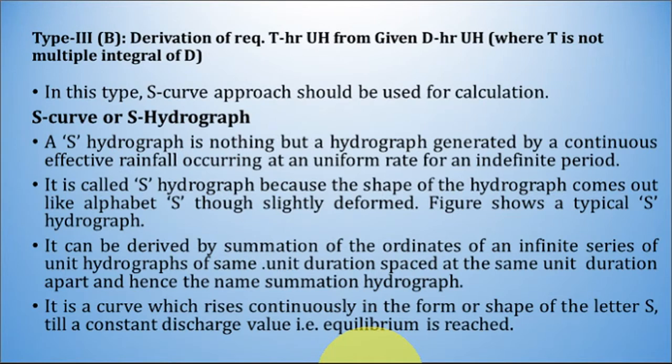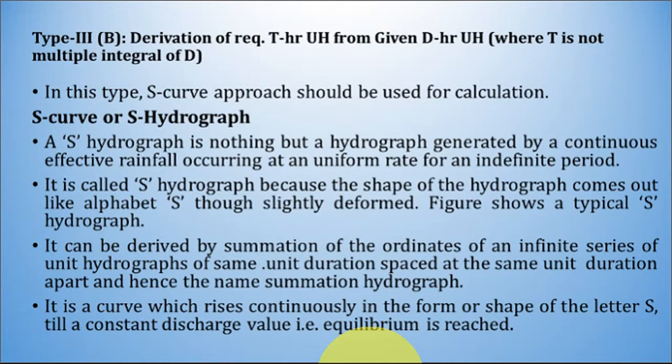Earlier we have seen how to derive a unit hydrograph from a given flood hydrograph and vice versa. If you have been given a unit hydrograph, then you can determine a flood hydrograph. So here it is a third type which gives you derivation of required T hour unit hydrograph from given D hour unit hydrograph, where T is not a multiple integral of D. Earlier we have seen a case in which you have an integral multiple of this particular D, and how to find out the unit hydrograph.